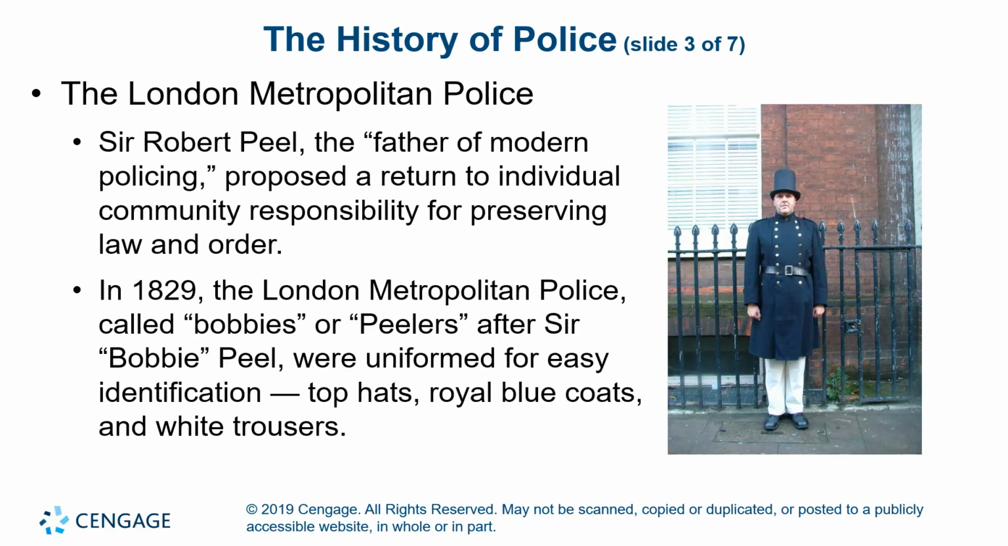So, again, when we talk about the London Met Police, we talk about Sir Robert Peel, the father. They call him the father of modern policing, and he did propose that return to community responsibility for preserving law and order. And again, back in 1829, that London Metropolitan Police, the officers were called Bobbies, and sometimes they were called Peelers, but typically Bobbies after Sir Bobby Peel, Sir Robert Peel.